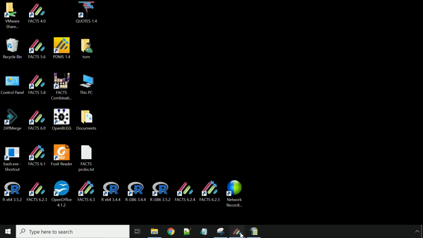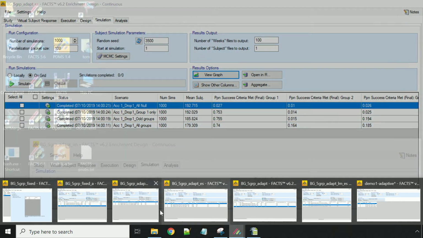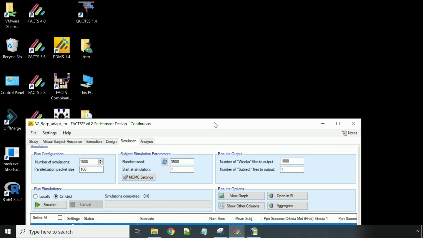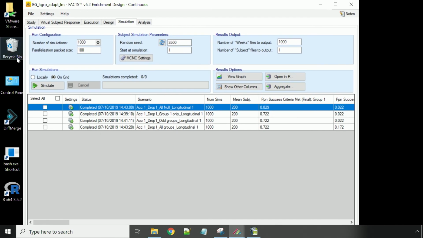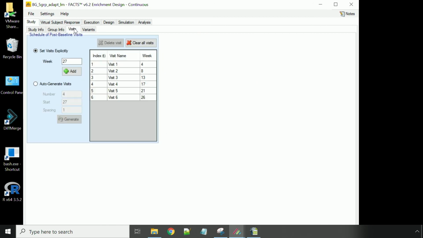So this is our third and last variant of the design. In this case, we now additionally check the use longitudinal modeling option. On the visits, instead of just the last visit at week 26, we now specify the visits at the intervening months as well: 4 weeks, 8 weeks, 13 weeks, 17 weeks, and 21.